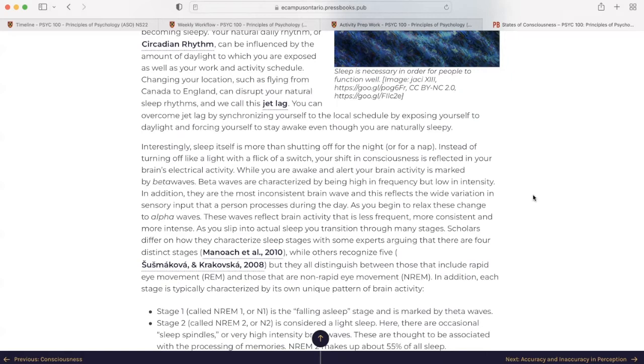As you begin to relax, these change to alpha waves. These alpha waves reflect brain activity that is less frequent, more consistent, and more intense. As you slip into actual sleep, you transition through many stages.